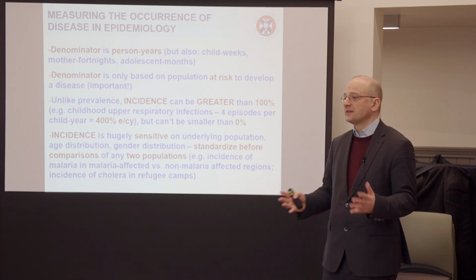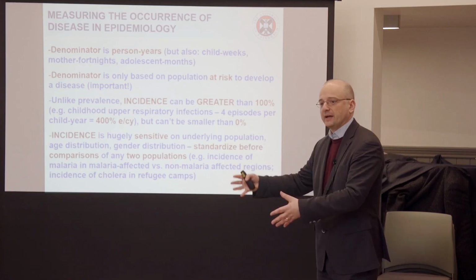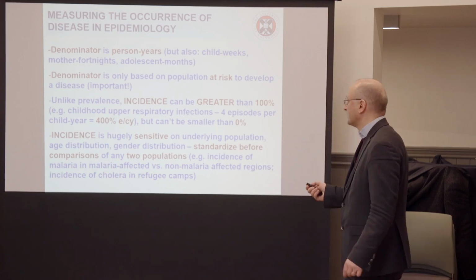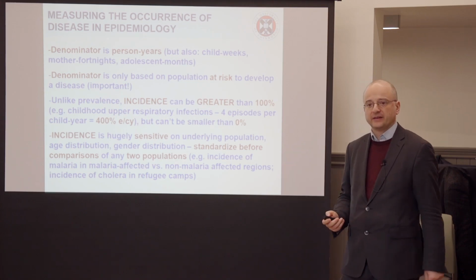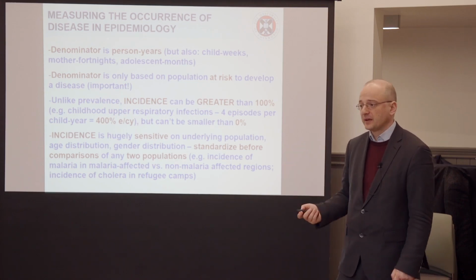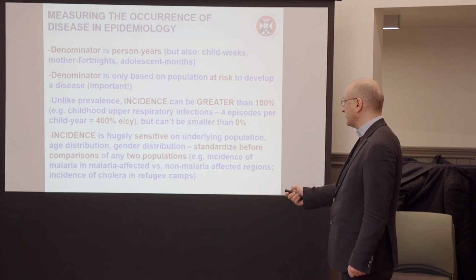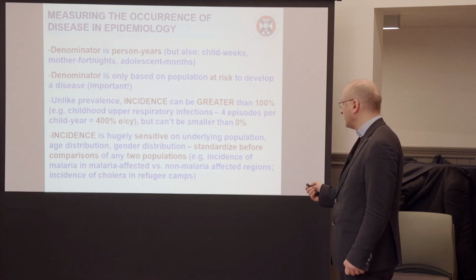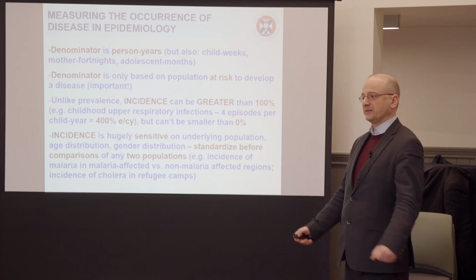We're talking about the actual number of episodes per person per the time of study, okay? Someone can have 5 heart attacks over 10 years, all right? So the incidence of heart attacks over some time can be more than 100%, okay? So incidence can be greater than 100%, but can't be smaller than 0%, all right? You can't have negative episodes of disease, all right?